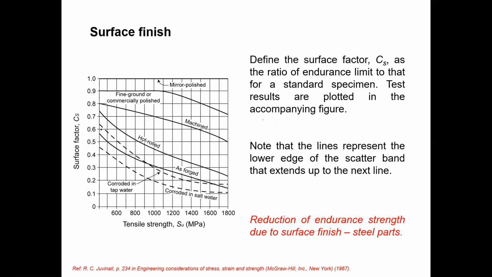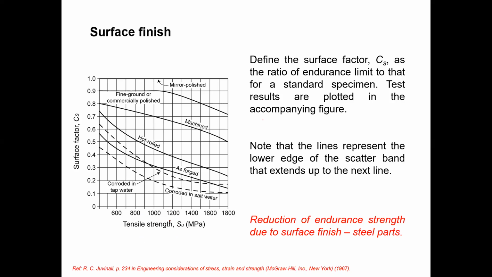So this is the graph. There is a curve you can see. This is the mirror polish sample. If you have a mirror polish sample, you can see the surface factor. This y-axis is the surface factor. This is tensile strength. So keep in mind, you should at least know the ultimate tensile strength. Normally you will find out the ultimate tensile strength at the very beginning.